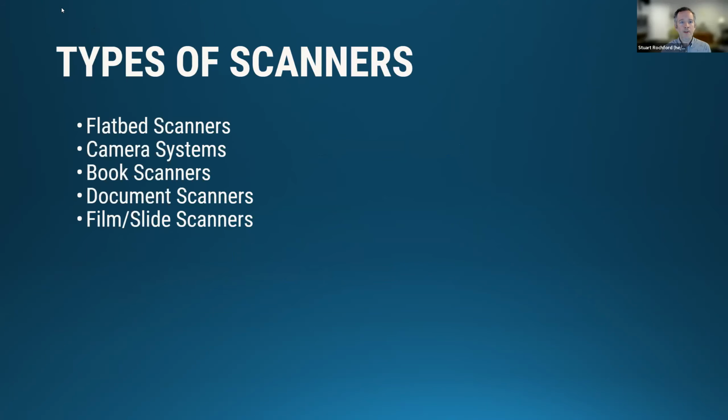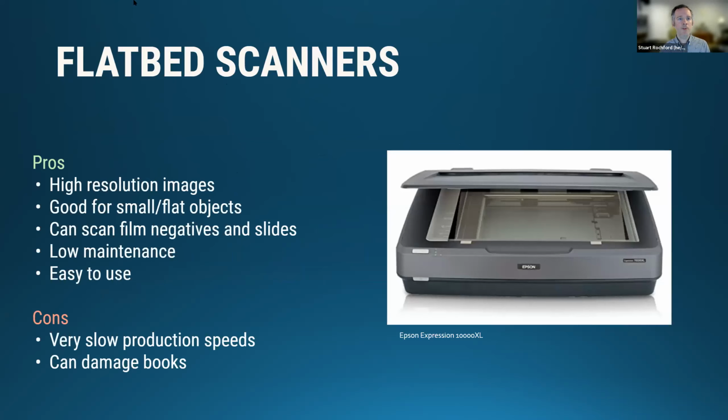Different types of scanners. We are going to talk about a couple of them. We're going to focus primarily on flatbed scanners and the camera systems. Book scanners also fall under a camera system typically. Document scanners, film slide scanners, we're not going to talk too much about those. Those are more specialized pieces of equipment. They do have their place in certain institutions and studios, but we're going to talk mainly about the two main systems that we use. Flatbed scanners.